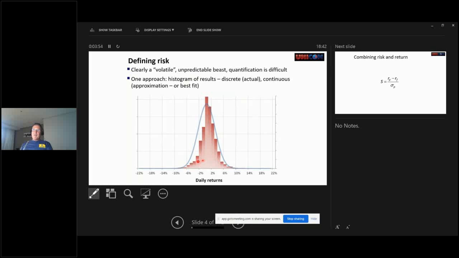It must be 100%. We also know that this never actually hits the axis, right? It's asymptotic to the axis, but let's not worry about that. That's a theoretical consideration. The area under the blue curve, like the area under the red little blocks, is 100%. It represents 100% of reality. So now we've got that.